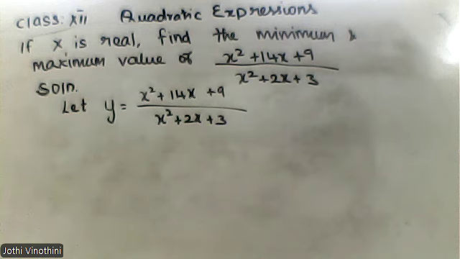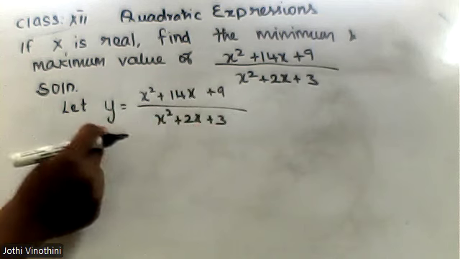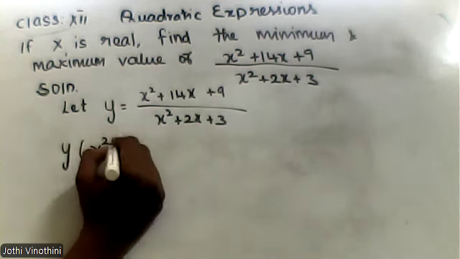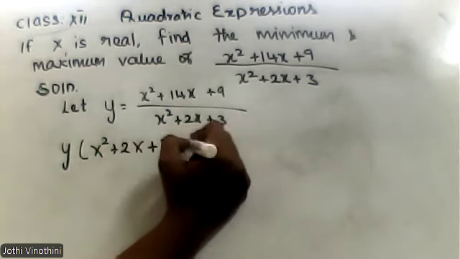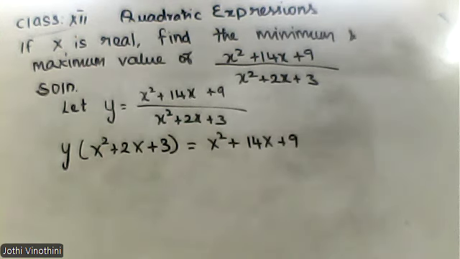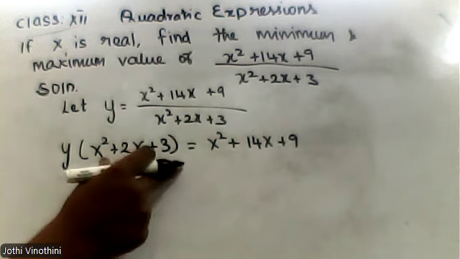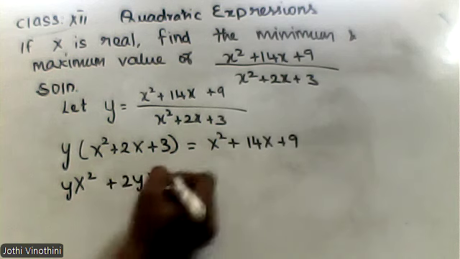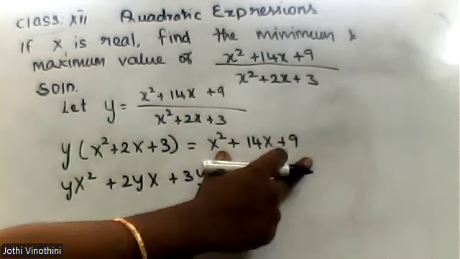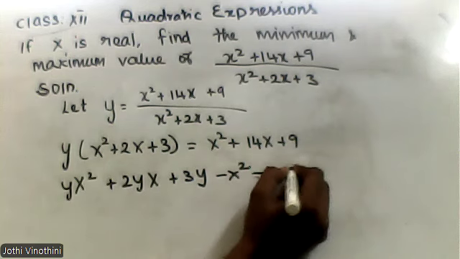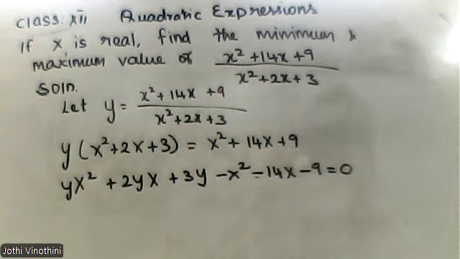We are going to solve this like the previous sum. What we did was take the denominator to the left hand side. So it becomes y multiplied by x squared plus 2x plus 3, which equals x squared plus 14x plus 9. Clear? I am going to take this y inside, so it becomes yx squared plus 2yx plus 3y. Similarly, I am going to take this term to the left hand side, so it becomes minus x squared minus 14x minus 9 equals 0. Clear?